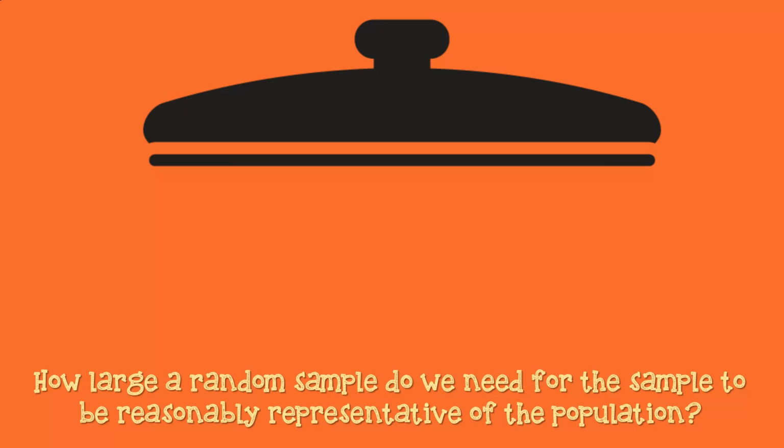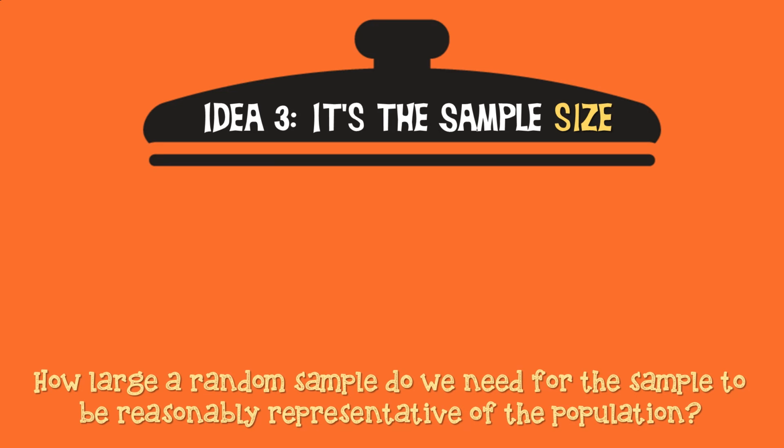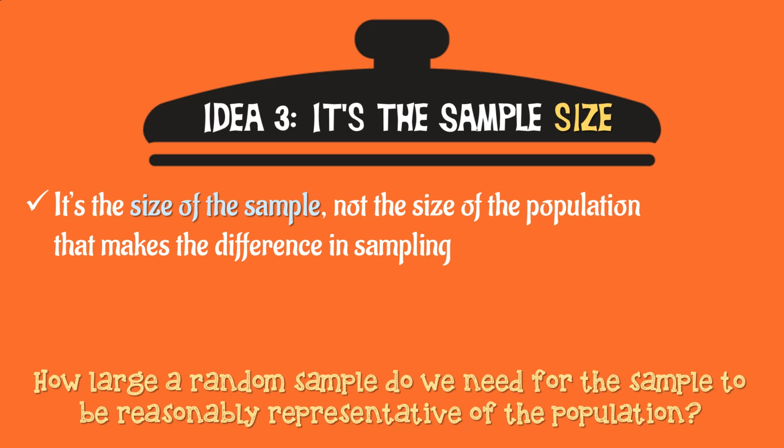Our last big idea is to consider how large of a spoon, or how large of a sample, we need for that to be reasonable and actually represent that population. The biggest idea is that it's the sample size that matters. This sounds intuitive, yet also kind of interesting, because it's really not the size of the population that makes a difference. It doesn't matter if you have a 1-gallon, 2-gallon, or 3-gallon pot of soup, because guess what? If you've stirred it, it's still going to taste fine.